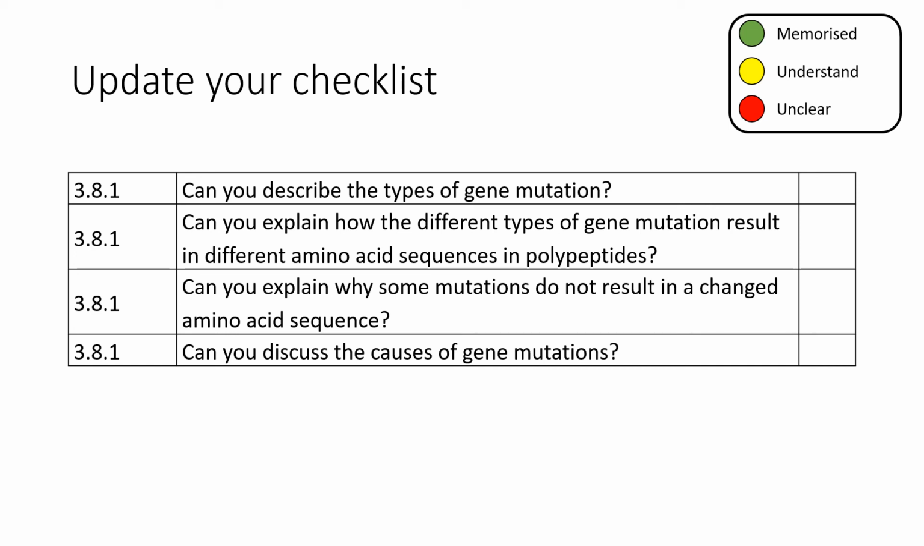If you're not sure about degenerate code, please do go back and look over that. It's an important concept and basically relates to the fact that each amino acid can be coded for by more than one triplet. So we can have more than one set of 3 bases giving us the same amino acid. And lastly, of course, about the causes of gene mutations and the possible impact of being exposed to different substances.